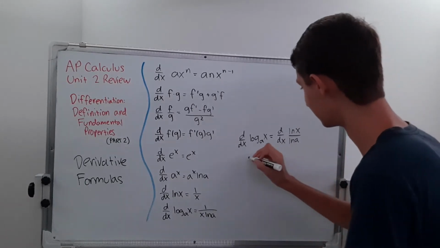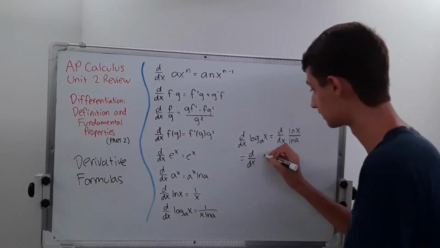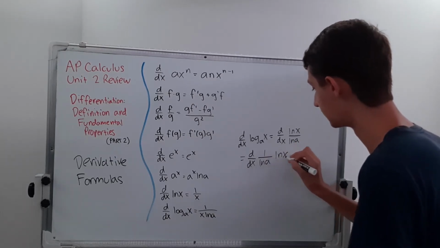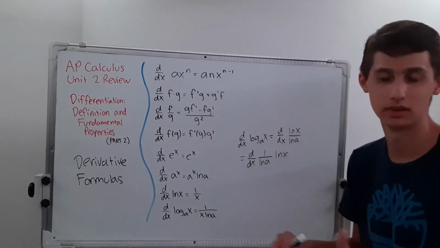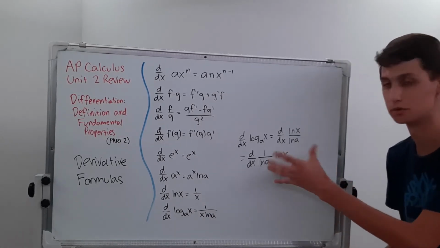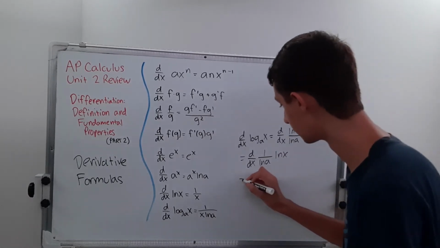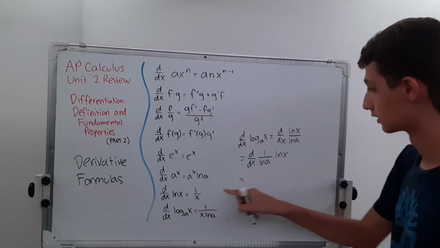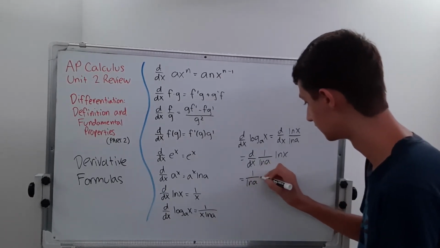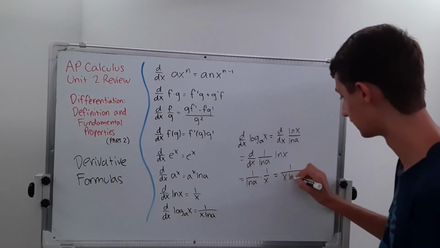And so then we can write this as the derivative of ln x times 1 over ln a, because ln a is just a constant. I think I didn't mention that earlier. Ln of a number is just a number, a constant, so it's not the same as this. This is just a number, this is a function. So the derivative of ln x is 1 over x, and we keep whatever's here. So we have 1 over ln a times 1 over x, which is just 1 over x times ln of a.